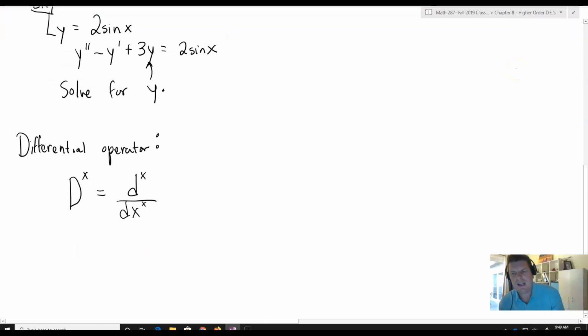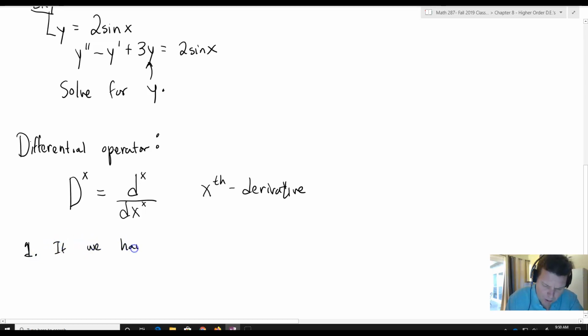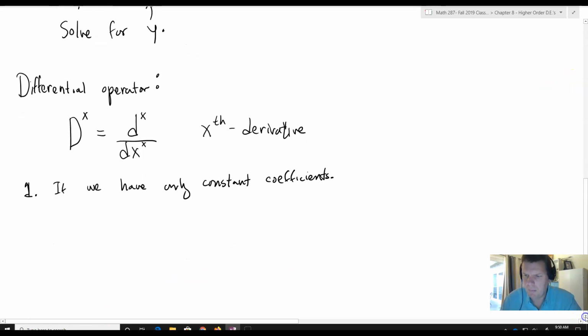It could also be with respect to t, it could be with respect to s, it could be with respect to y. It all depends upon what variable you're actually using. So all we really need to get is that this is the xth derivative, or you may also see it as the nth derivative. Now, there are two instances where we have to understand this particular operator, the differential operator. One is if we have only constant coefficients. So let's take a look at what happens with this differential operator when we have only constant coefficients.